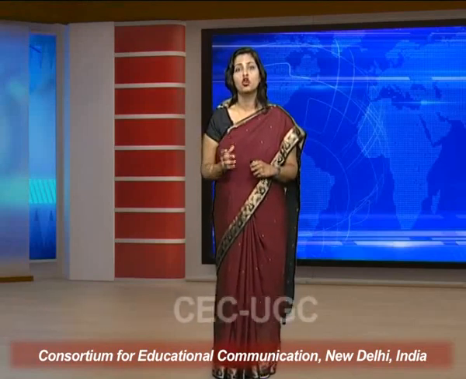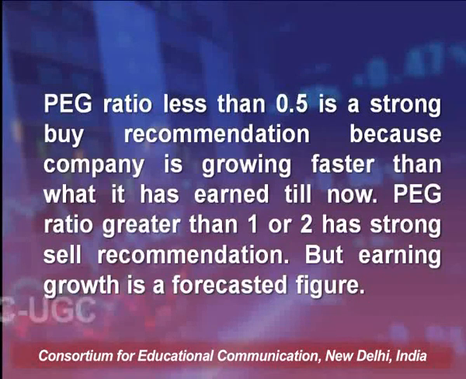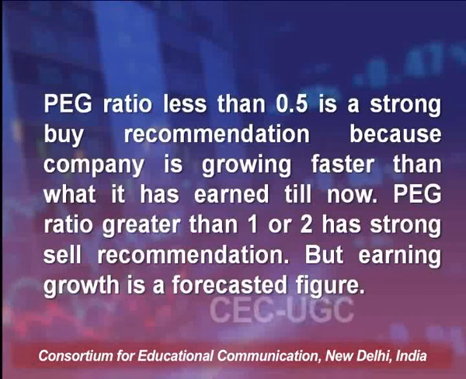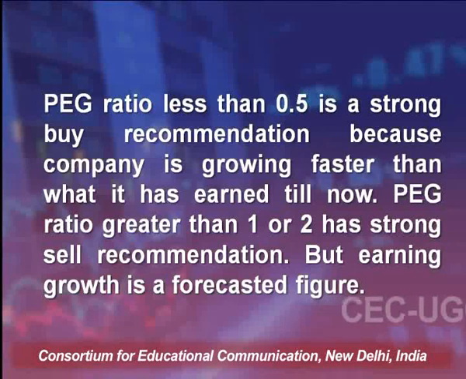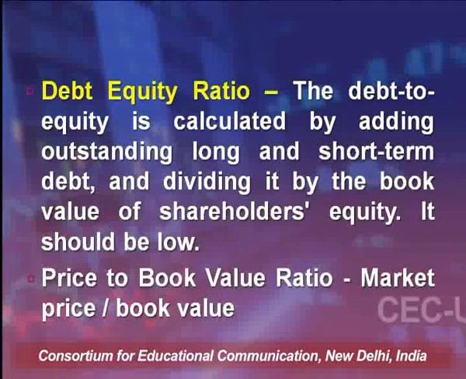A PEG ratio less than 0.5 is a strong buy recommendation because the company is growing faster than what it has earned till now, and a PEG ratio greater than 1 or 2 is a strong sell recommendation. But one must understand that this growth, the denominator in this formula, is a forecasted figure. So from where that forecast has come, there can be issues related to it.